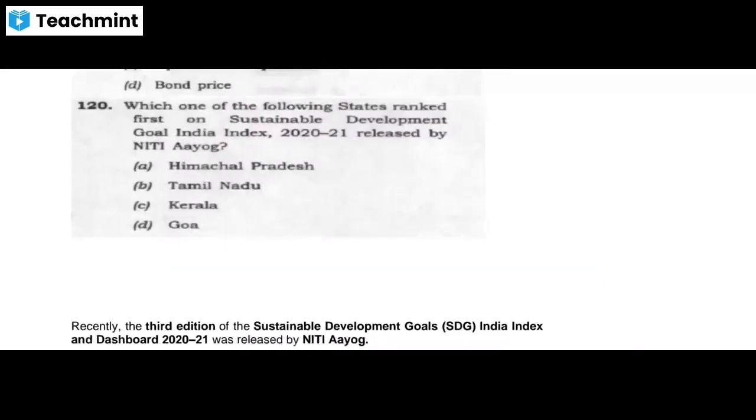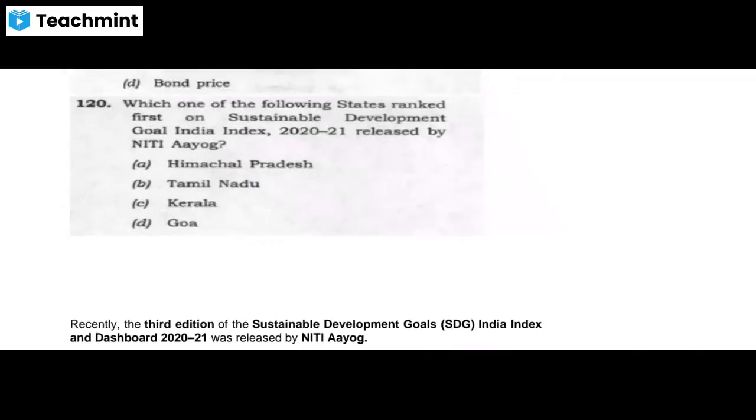See this question number 120. Which of the following states ranked first on Sustainable Development Goal index released by Niti Aayog? Option A, Himachal Pradesh. Option B, Tamil Nadu. Option C, Kerala. Option D, Goa. Correct answer is option C, Kerala.